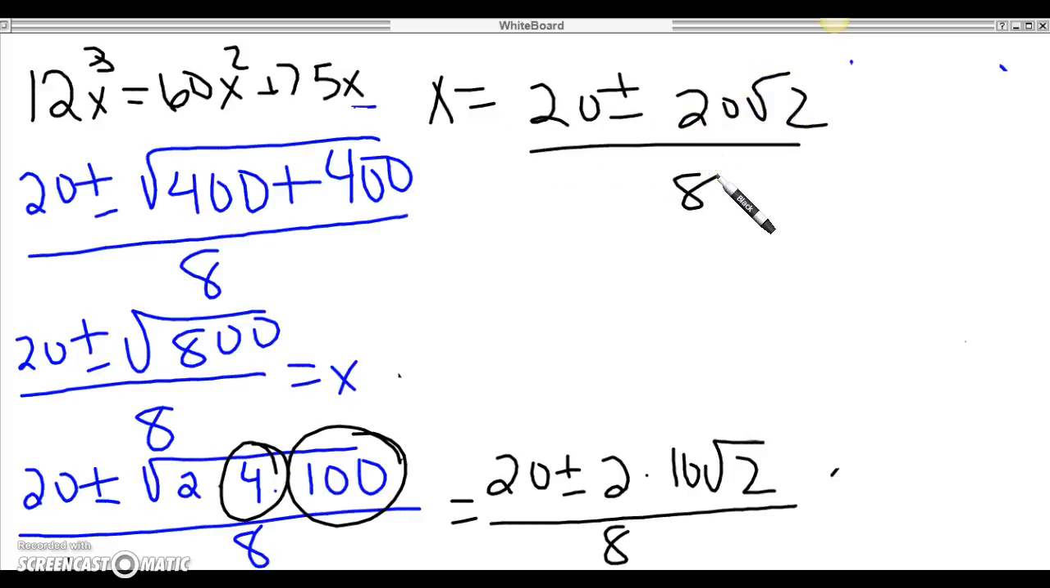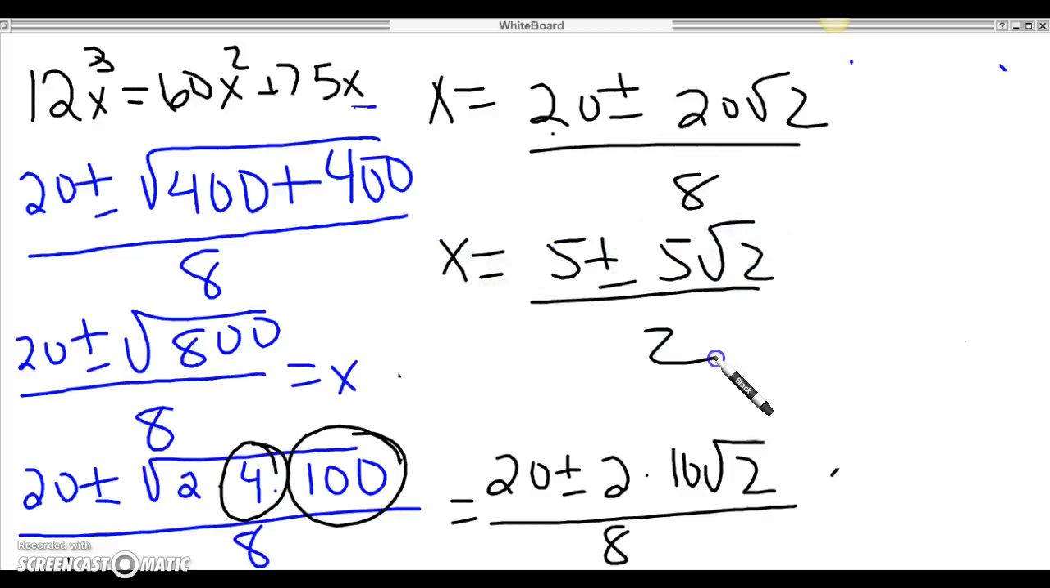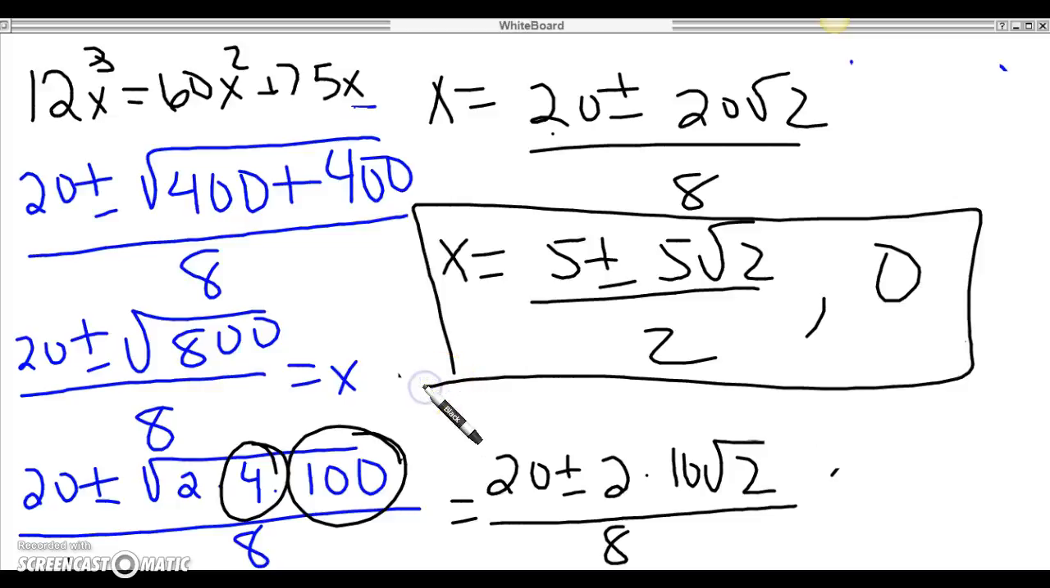I have to look for a common factor. A common factor of 20, 20, and 8 is 4. So if I divide everything by 4, I get 5 plus or minus 5 root 2 divided by 2. And we can't forget our other solution of x equals 0. Now there's another way that I can do this. I can use my calculator.